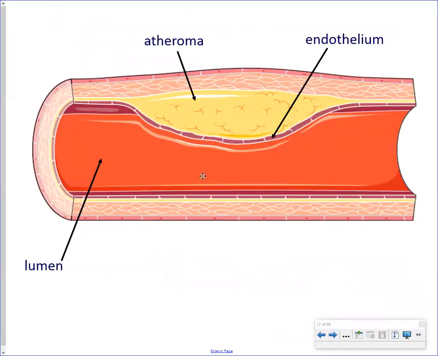Just another diagram showing what's happening. So there's the artery, there's the lumen that the blood would normally flow through. You can see the atheroma, or the plaque that has developed underneath the endothelium. That plaque, remember, is made up of cholesterol, fibrous material, and calcium. And you can see that blood flow is going to be restricted because of the narrowing of the blood vessel. Another thing that happens is that over a period of time, the atheroma becomes hard. And so the arteries lose their elasticity as well.